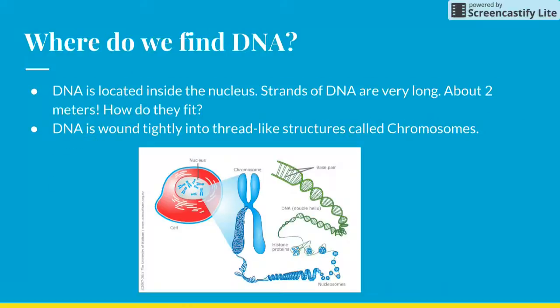Where can we find DNA? DNA is located inside a cell nucleus, but the strands of DNA are very long, about 2 meters long. So how could something 2 meters long fit inside something as tiny as the nucleus of a cell? The answer is that DNA is tightly packed inside thread-like structures called chromosomes. And then these chromosomes are located inside the cell nucleus.